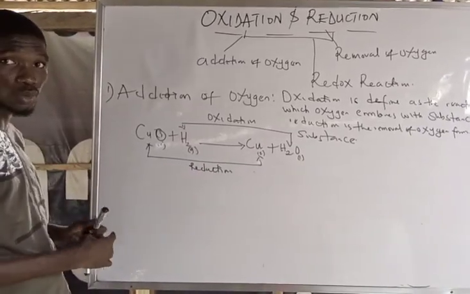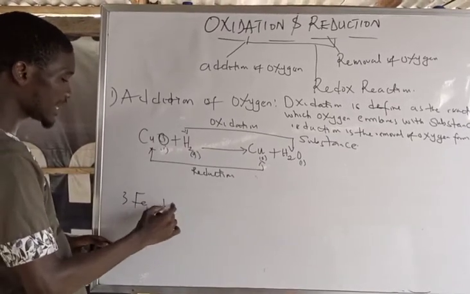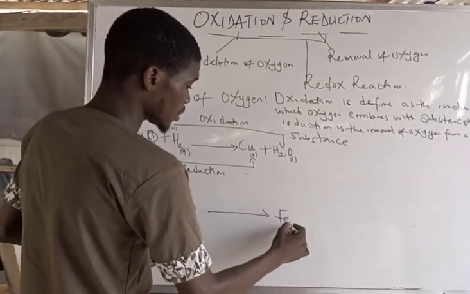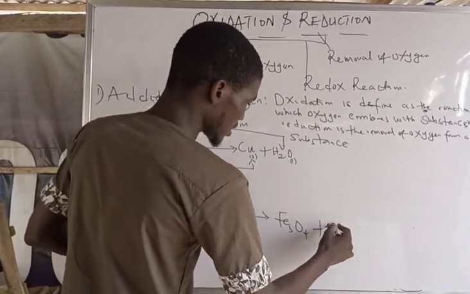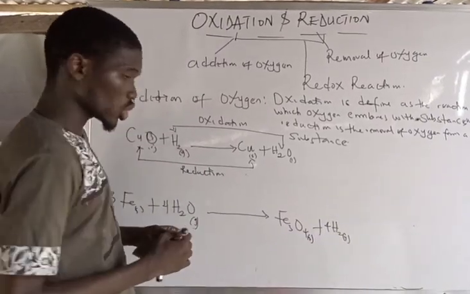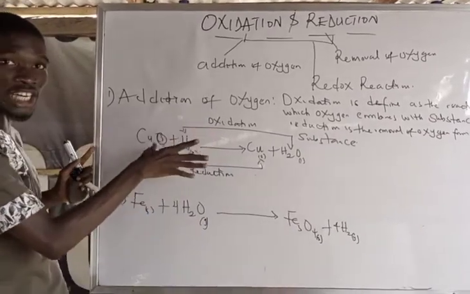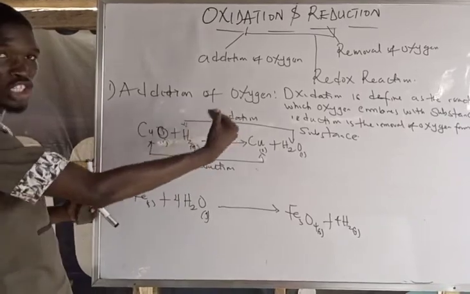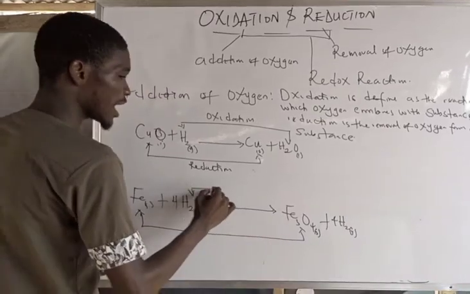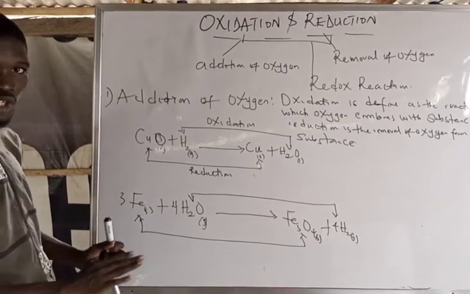The next example of the addition of oxygen: I have iron plus this, and I have these. Looking at what you have on the board, with your knowledge of this, you can identify which one is oxidation and which one is reduction. The removal of oxygen, we know, is reduction.